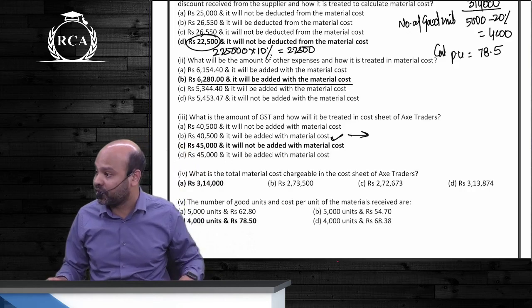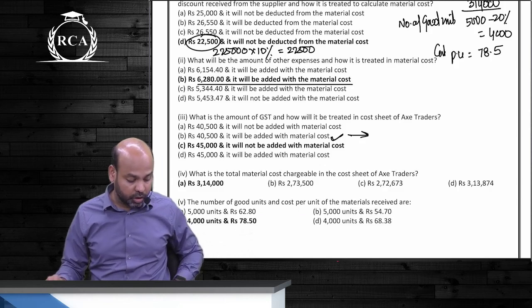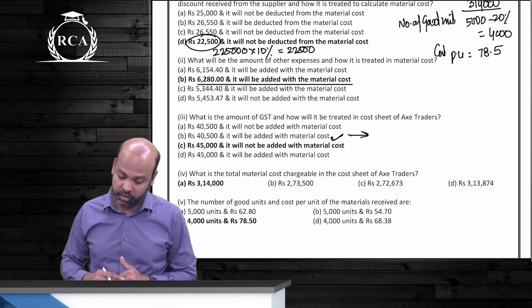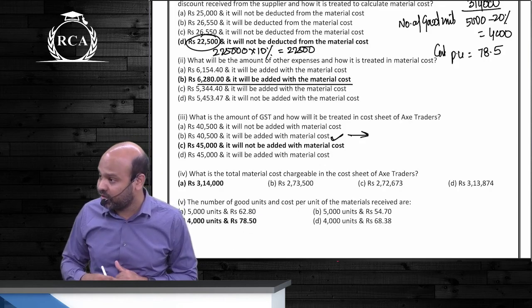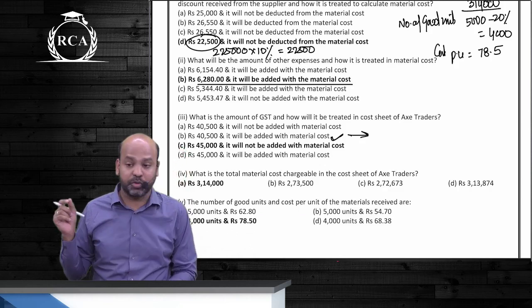Option B, GST is 40,500 and it should be added to your material cost. Why should you add it to your material cost? Because credit is not available. Online students, whoever is watching, beta, correct answer is option B.